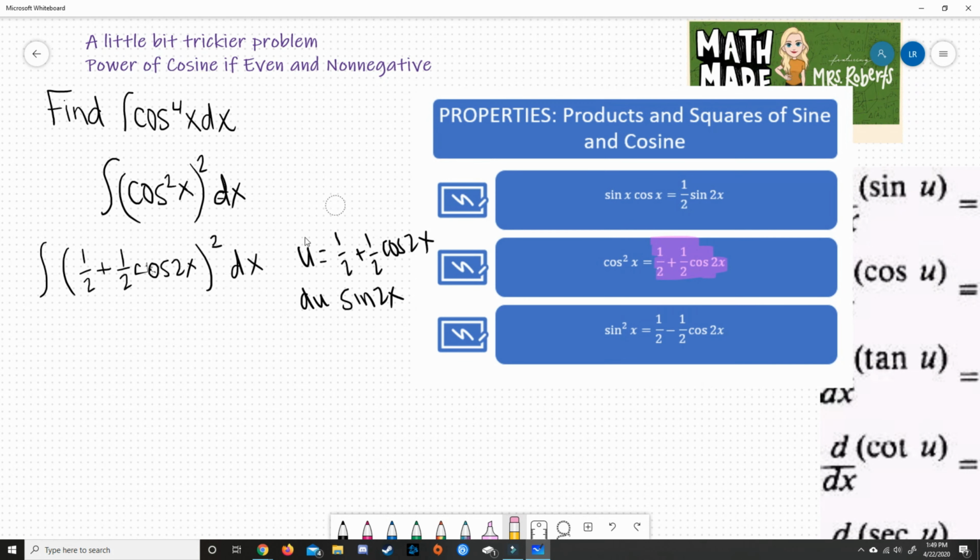And like I said, sometimes things don't work the first time. Don't give up. Keep trying. Try something different. So what we should try is we should try expanding this. So let's go ahead and expand it. So we're going to have 1/2 plus 1/2 cosine.